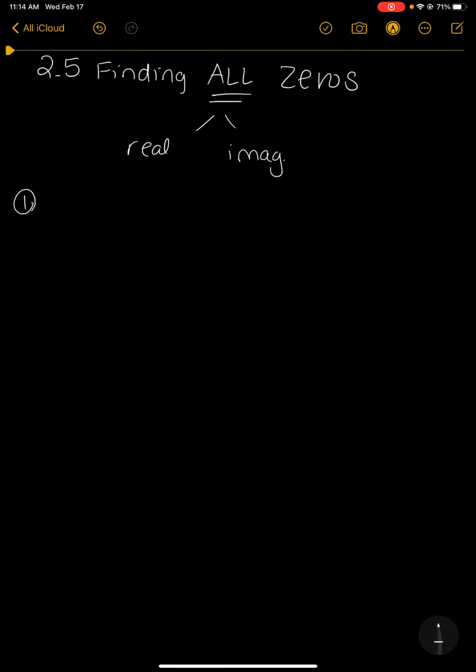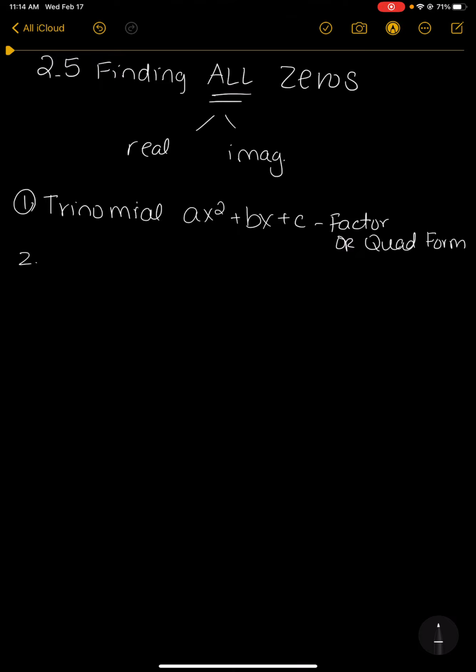And so if we have a trinomial of the form ax squared plus bx plus c, you want to try to factor first or use the quadratic formula. If you have a 4-term polynomial, you want to try to factor by grouping first. Sometimes it doesn't work.